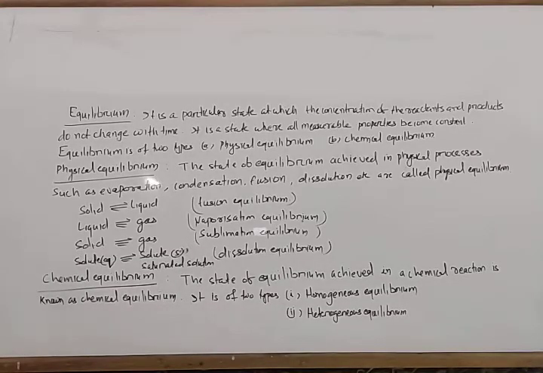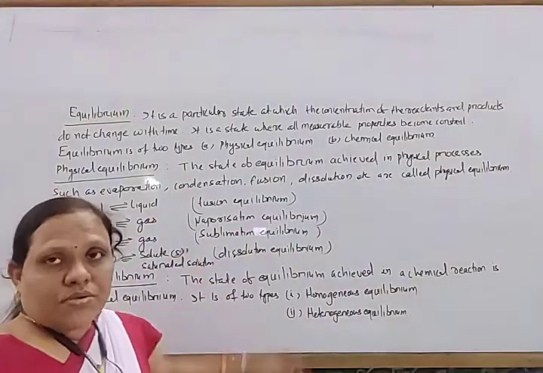So equilibrium is a particular state at which the concentration of the reactants and products do not change with time. That means it is a state where all measurable properties become constant. Equilibrium is of two types, physical equilibrium and chemical equilibrium. Physical equilibrium is the state of equilibrium achieved in physical processes such as evaporation, condensation, fusion, dissolution, etc.